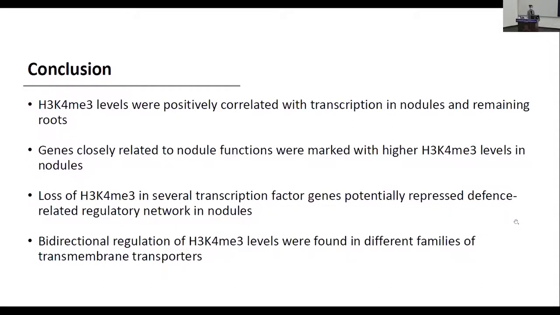As a conclusion, the H3K4 trimethylation levels were positively correlated with the transcription in nodules and the remaining roots. And also the genes closely related to the nodule functions were marked with a higher level of H3K4 trimethylation. Then the loss of H3K4 trimethylation in several TFs may potentially repress the defense-related regulatory network in nodules. And the bidirectional regulation of H3K4 trimethylation was found in different families of transmembrane transporters.